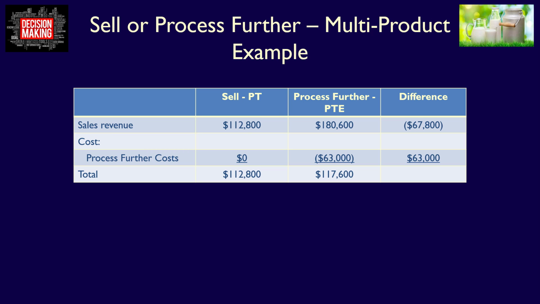The difference in process further cost is 0 less negative $63,000, which is equal to positive $63,000. Negative $67,800 plus $63,000 is equal to negative $4,800. What does this mean? If the company sells product PT at the split-off point, they will lose $4,800. Based on the quantitative analysis, the company should process further into product PTE as they will gain an additional $4,800 in operating income.